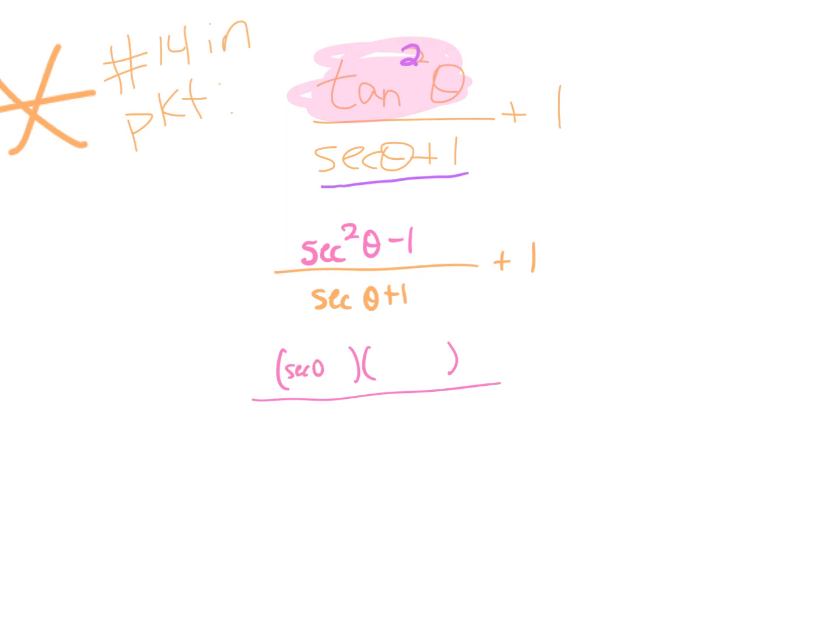There you go. So secant theta plus 1, secant theta minus 1. So that's how the numerator factors. And then that means we can eliminate or divide out, right? Those are common terms there that we can divide out. So then we are left with secant theta minus 1 plus 1. So that just simplifies to secant theta. So a neat little trick with that one, just to remember to realize that you have to factor.